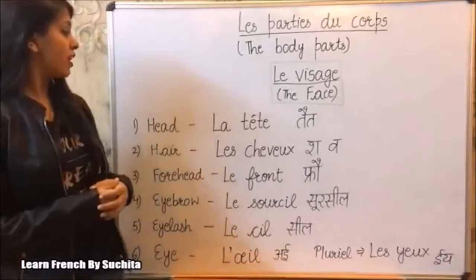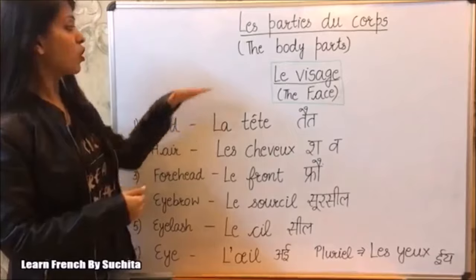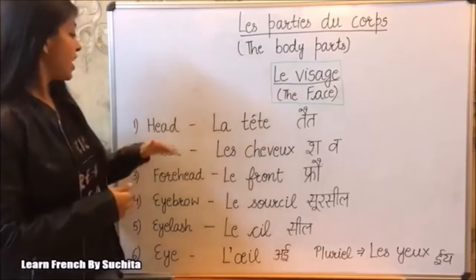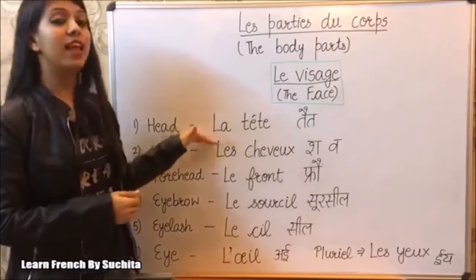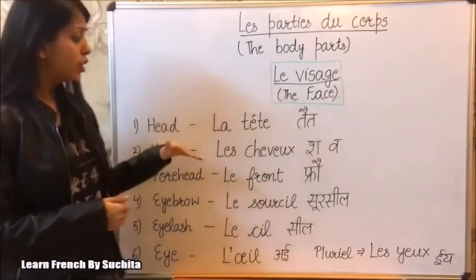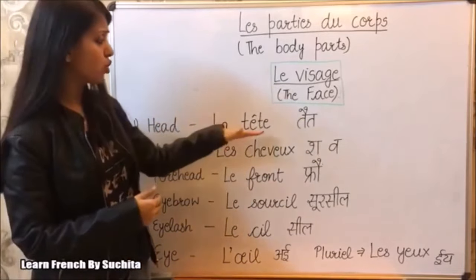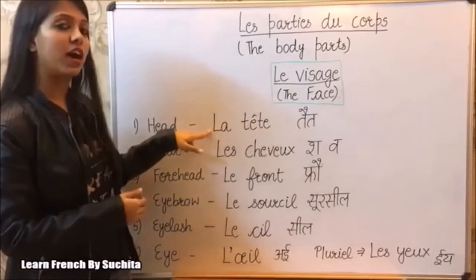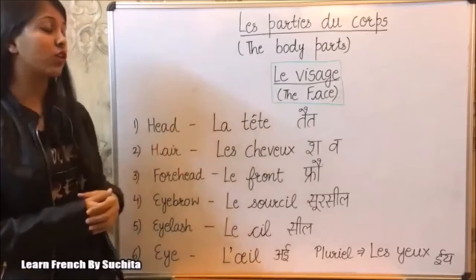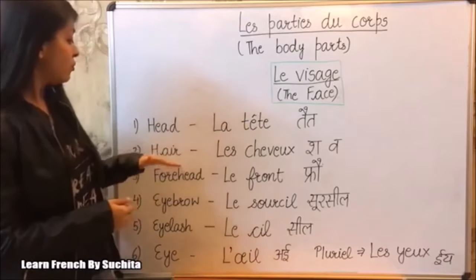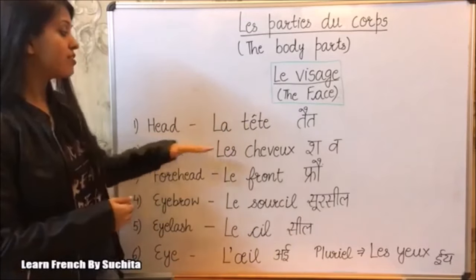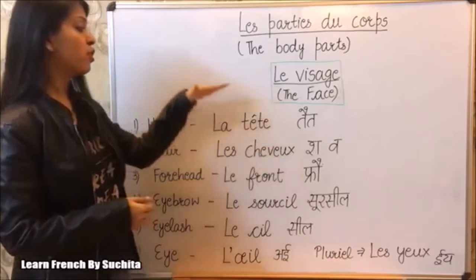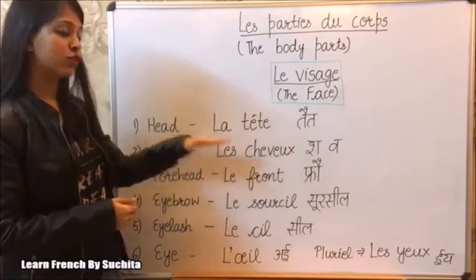Okay, so we'll start with the first part of the face, that is the head. Head in French is pronounced as la tête. Now, generally the words which end with E are feminine, so we put la. This is the general rule. However, there are a lot of exceptions. Now, hair. Hair is les cheveux, because it is plural. So, la tête, les cheveux.